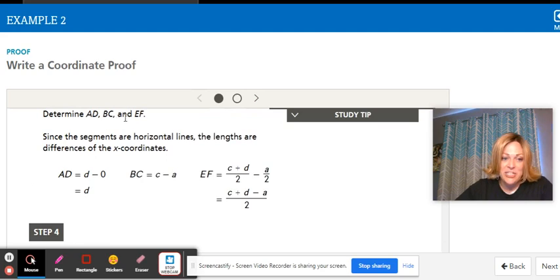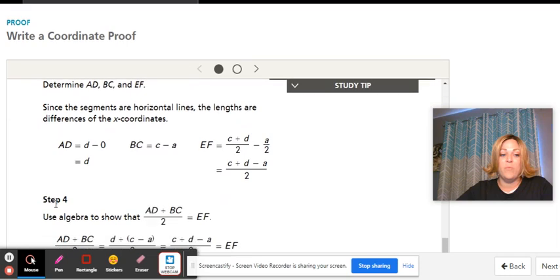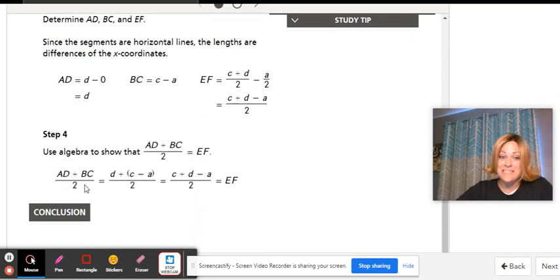Determine each of these, like the actual length of those, and it shows you how to do that. You're literally finding the difference or distance between them. Luckily they're all horizontal, so that makes it a little bit easier for you. Once you have that, you're going to take these distances and use some algebra to add them together and divide by 2.